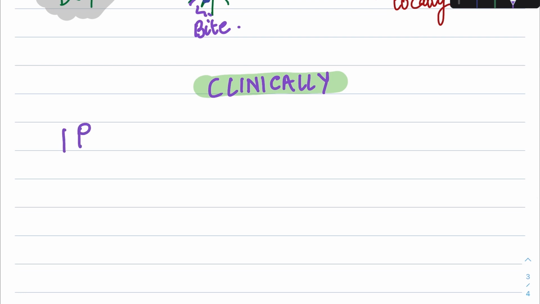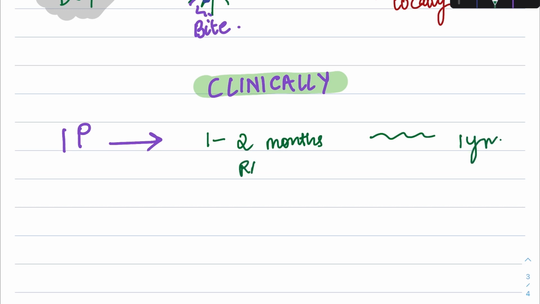Now, incubation period is the time where the human gets exposed to the virus till the time you start getting the symptoms. Now, this period in rabies can vary 1 to 2 months till you get the symptoms. It can go up to 1 year. In certain rare cases, there was one case where the incubation period was as long as 19 years.